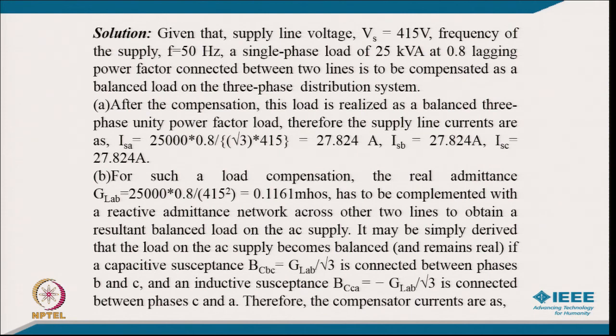frequency of supply 50 hertz, and a single phase load of 25 kVA at 0.8 lagging power factor connected between the two lines, it will be compensated as a balanced load on the 3 phase distribution system. So, after the compensation this load is realized as a balanced 3 phase unity power factor load.